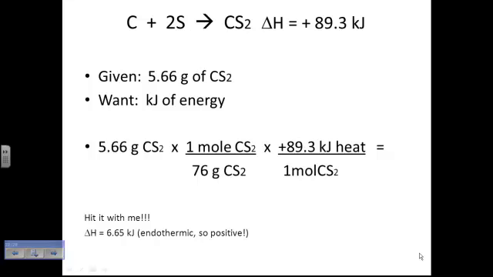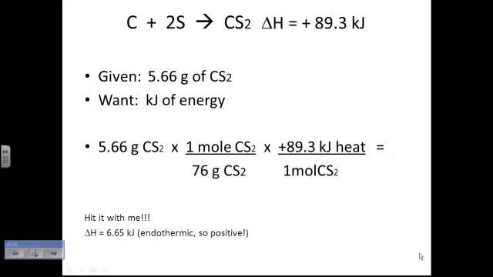Step 2, a want over given ratio. Always pulled from the balanced equation. That's no different than in the last chapter. However, this time we want kilojoules of heat. Its value from the recipe, 89.3 kJ of heat. I place the positive to remind us it's absorbing. It's endothermic. The coefficient in front of the product is a 1, so 1 mole of CS2. A want over given ratio. Step 1 cancels grams. Step 2 cancels mole.